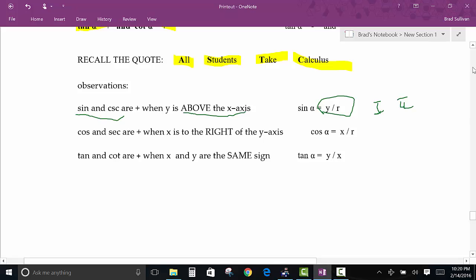And then the cosine kind of goes like this. The cosine and secant are positive when x is to the right of the y-axis. So that would be like this. And then the tangent is positive when they have the same sign. So in quadrant 1, x and y are both positive, but in quadrant 3, both x and y are negative, so you get a positive tangent like that.